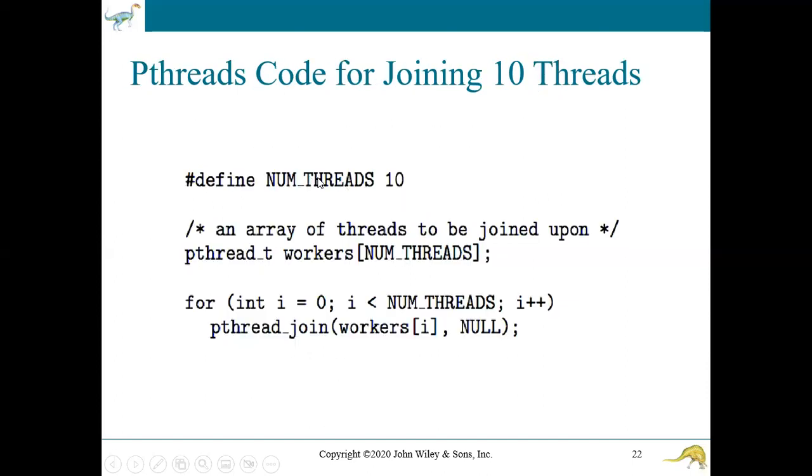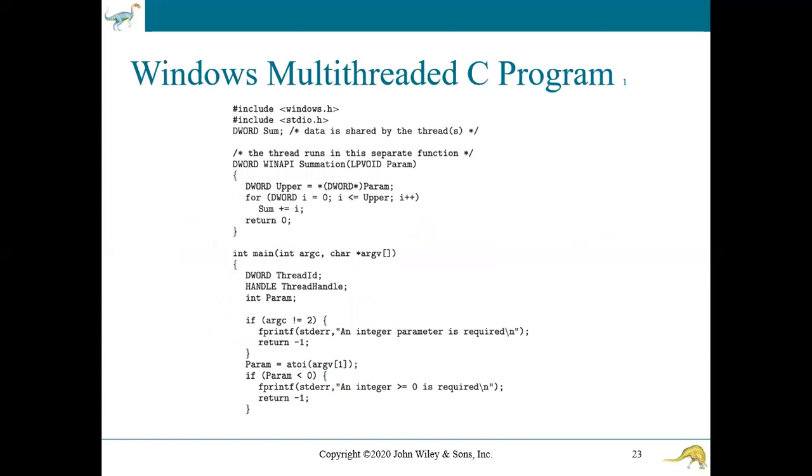So that means defining 10 as the number of threads. Now wherever you see number of threads, it will be replaced by 10. I want to run this as a separate function. The thread runs in this separate function. Thread is running in this separate function.